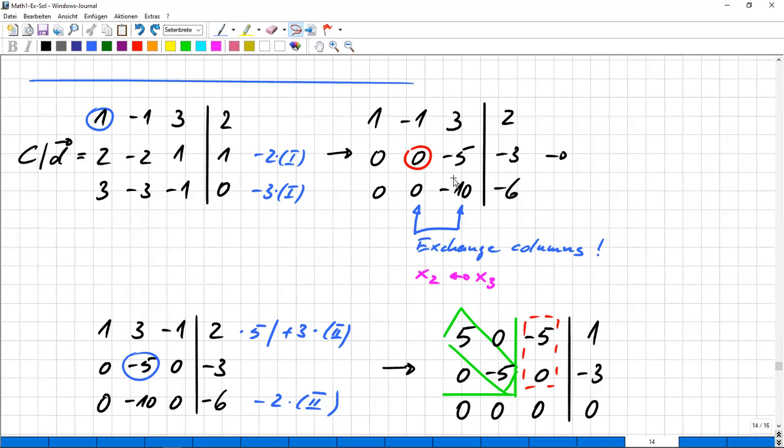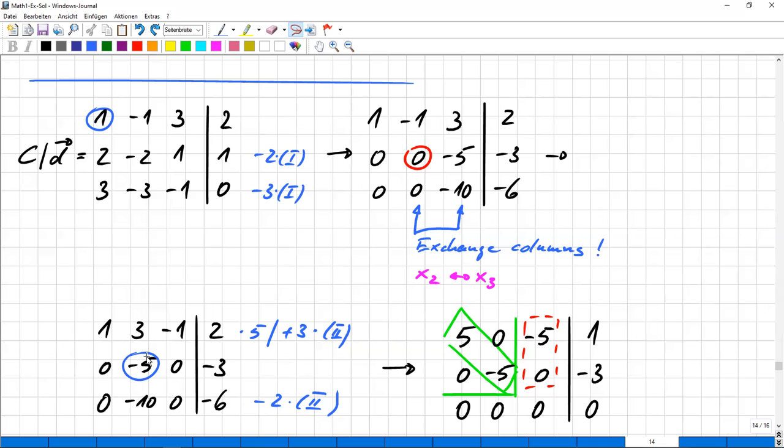Okay, but we do this. And please don't exchange this column. It wouldn't help, firstly, but secondly, this has been done, so please leave it alone. Exchange these two columns, and so I get one by columns now 1 0 0, of course, then 3 minus 5 minus 10 here, and minus 1 0 0. This is now the third column, and still 2 minus 3 minus 6.